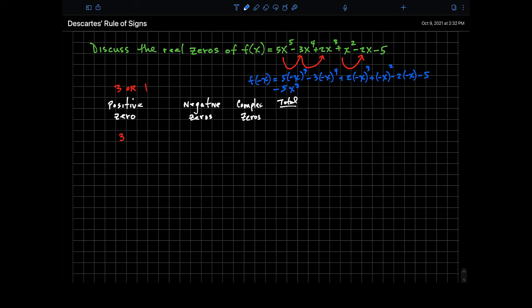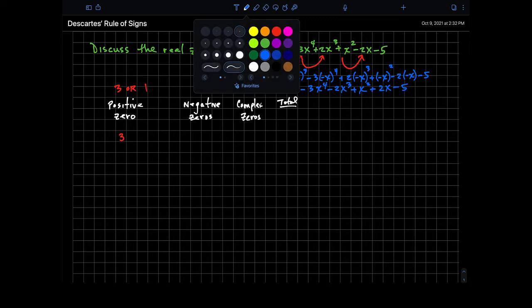A negative variable to an even power will always be positive. So negative x to the fourth is positive x to the fourth. That'll make it negative times positive, which is negative x to the fourth. I'm going to continue all the way through and get all of them done. This becomes negative 2x to the third, plus x squared, plus 2x minus 5.